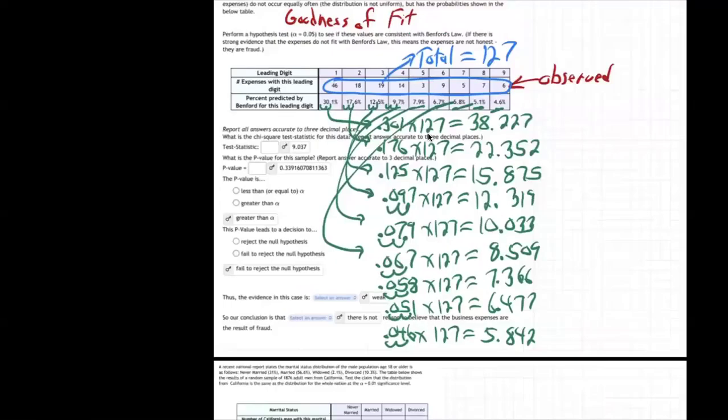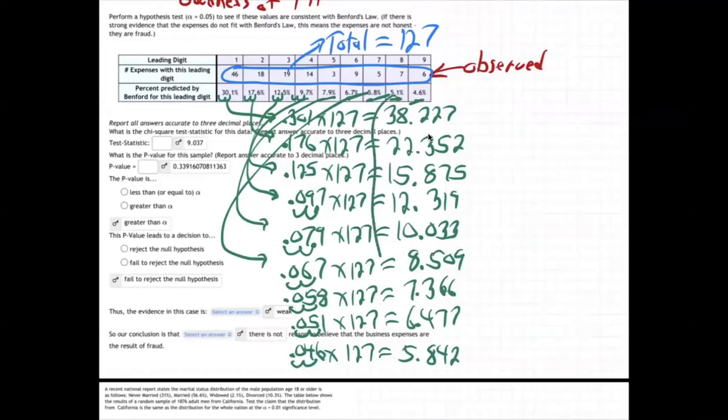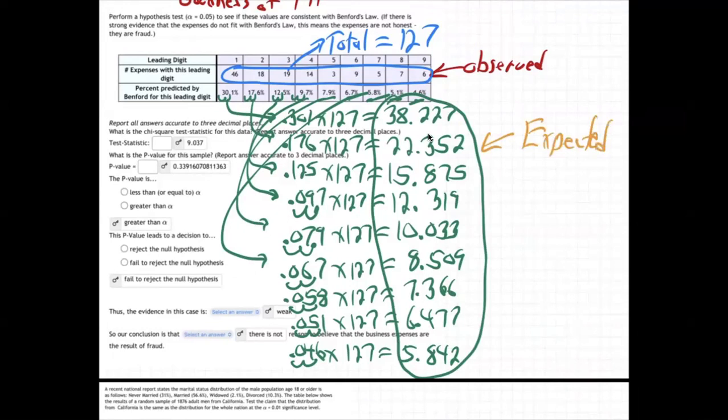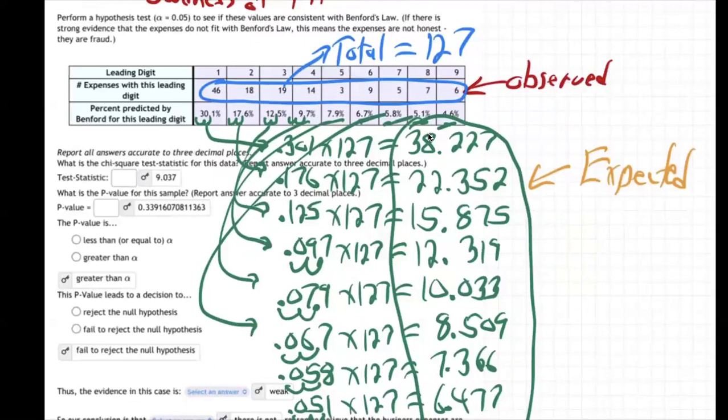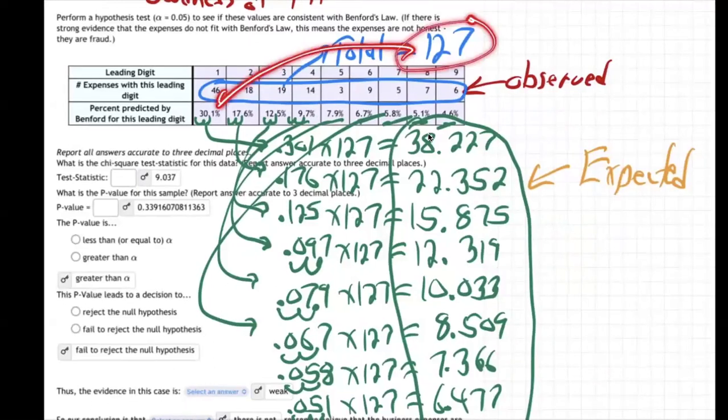Okay, so all of these are the expected. That's what we expected, because if this company is honestly writing checks, then they should follow Benford's law. Meaning they wrote 127 checks, and Benford's law tells us 30.1% of the time they should have a leading digit of 1. So in other words, 0.301, 30.1% of the 127 checks, which is 38.227 checks, should have had a leading digit of 1. That's what we're doing.